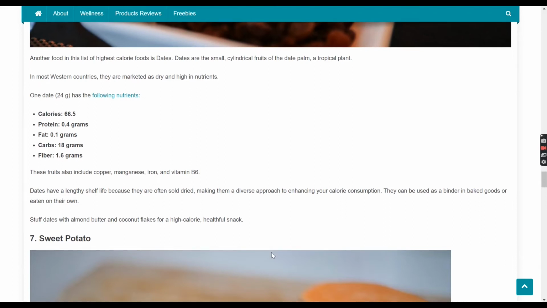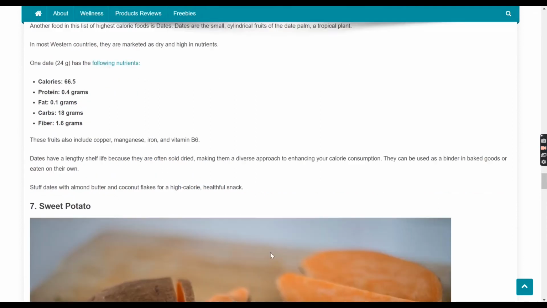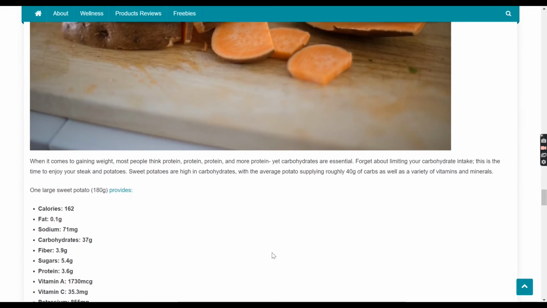Dates have a lengthy shelf life because they are often sold dried, making them a diverse approach to enhancing your calorie consumption. They can be used as a binder in baked goods or eaten on their own. Stuff dates with almond butter and coconut flakes for a high-calorie, healthful snack.